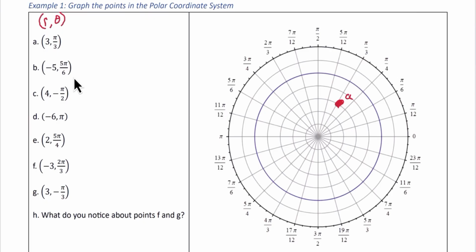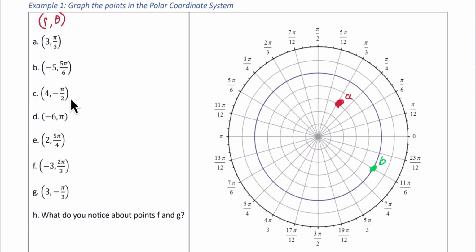Up next, we have negative 5, pi 6. Start at the polar axis, and we'll sweep out an angle of 5 pi 6. So this stops at 5 pi 6. That is the terminal side of the angle. But notice that your r is negative 5. So we don't want to count out 5 in this direction. We're going to go to the opposite side of the terminal side, which is down here. And we're going to count out 5 units. 1, 2, 3, 4, and 5. This is point B.